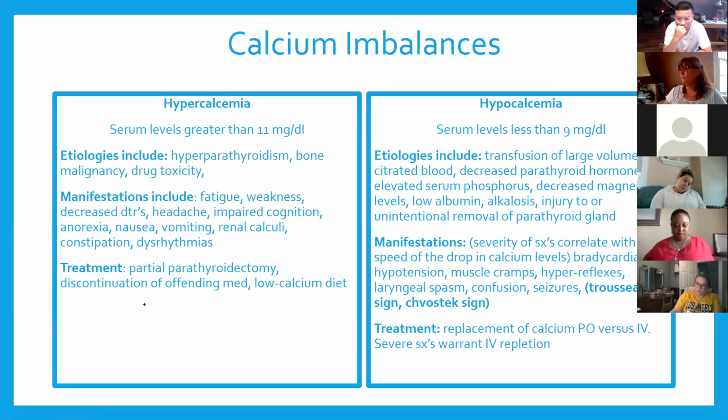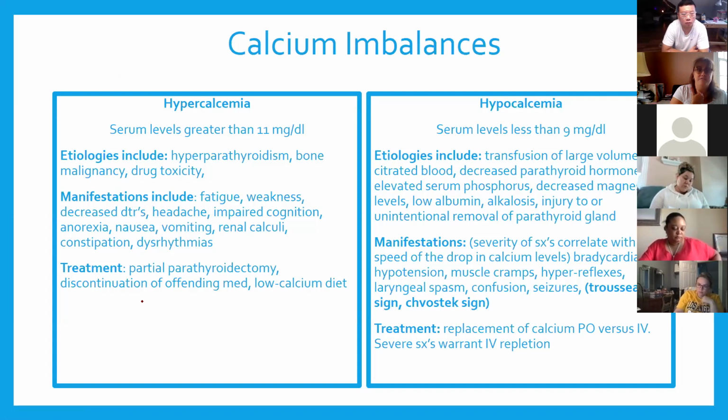Okay. So we're looking at calcium imbalances. We're looking at hyper, greater than 11. So again, hyperparathyroid, bone malignancies, or drug toxicities are things that we might see. With hypercalcemia, things that we see are fatigue, weakness, decreased reflexes, headache, impaired cognition, nausea, vomiting, etc.